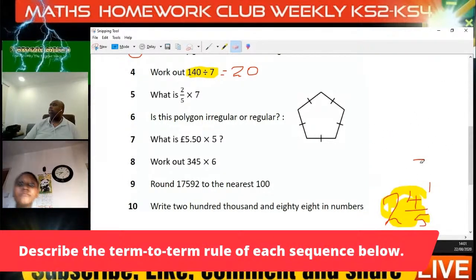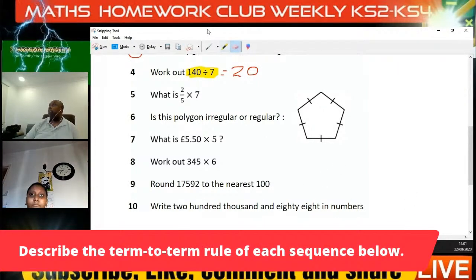So next question here is, Denzel, you want to read this for me? What is this saying? What is Question 6? Is this polygon irregular or regular? Do you understand what these two words mean?